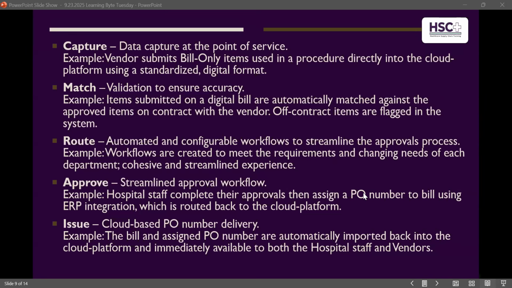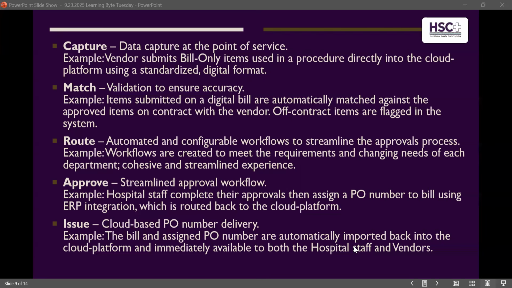You could dictate to the technology company what you want captured on that form. Not a problem at all. Okay. Then match validation to ensure accuracy. Example, items are submitted on a digital bill. They're automatically matched against the approved items on contract with the vendor. Off-contract items are then flagged in the system, and it depends on the technology. But Kermit, for example, they are the ones dealing with and calling the vendor on our behalf. My buyers are not doing that.